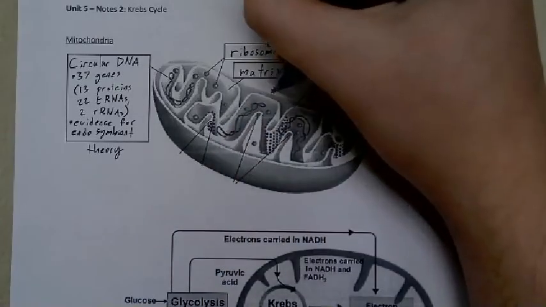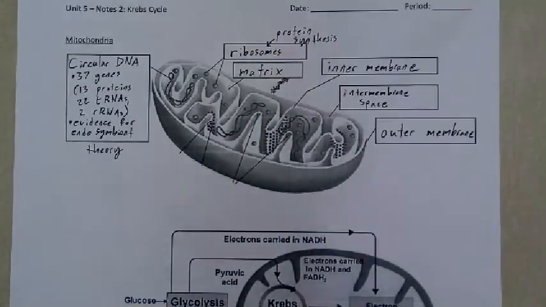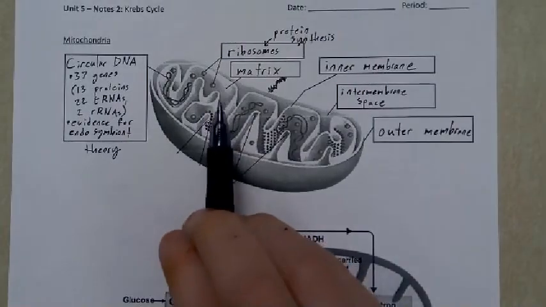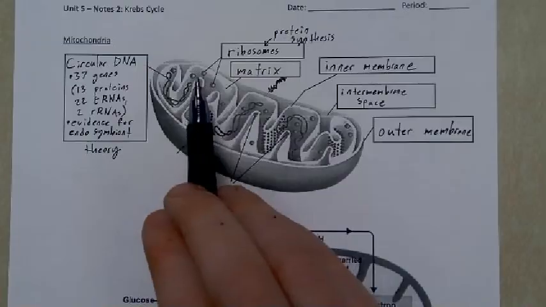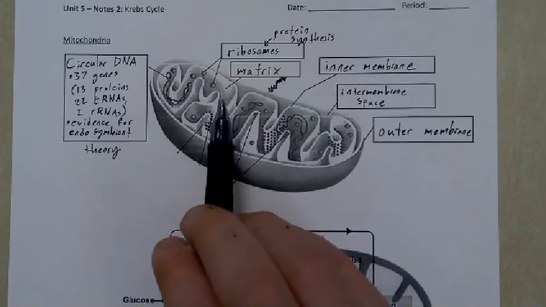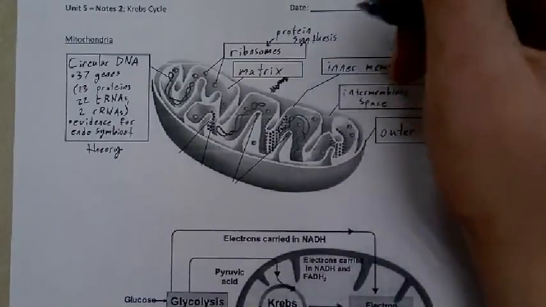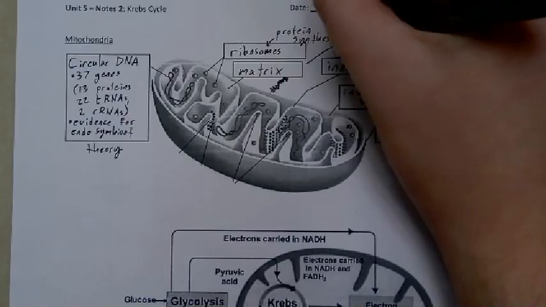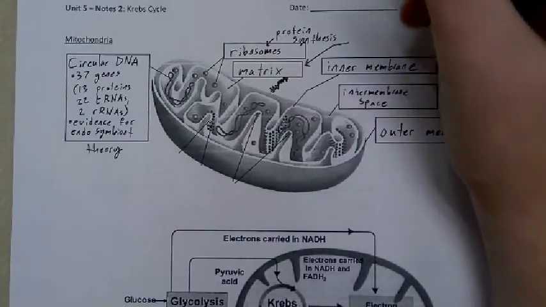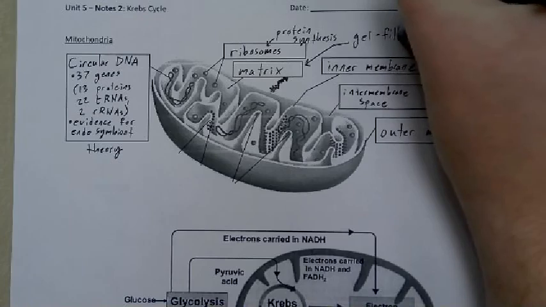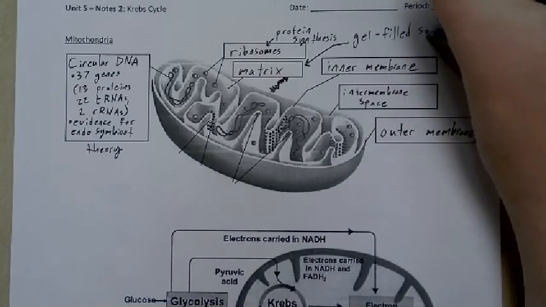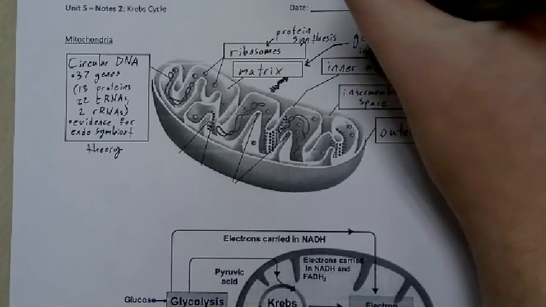I don't know why there's two arrows pointing off of it. This one's pointing to the outer membrane again for some reason. We're going to cross that one out, right? We're looking at this space inside of our inner membrane where the ribosomes are floating around and our circular DNA is found, right? This intersection. So this right here, this mitochondrial matrix, again, it's this gel-filled space inside the inner membrane.